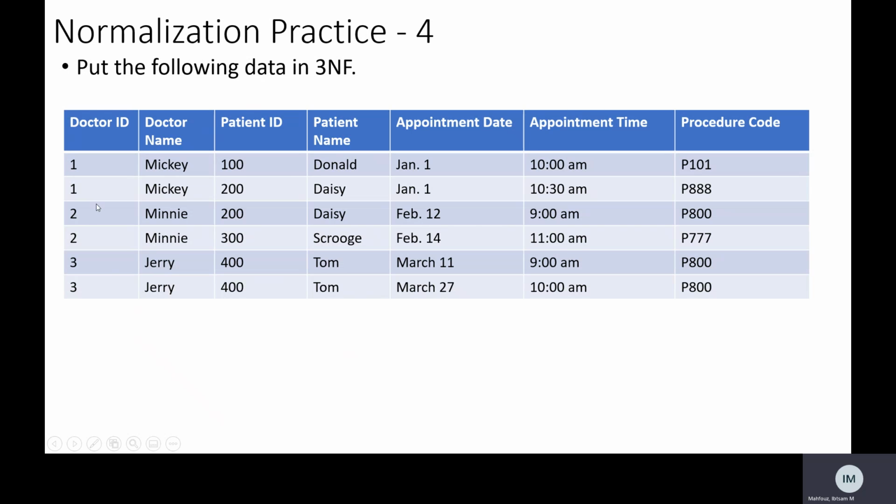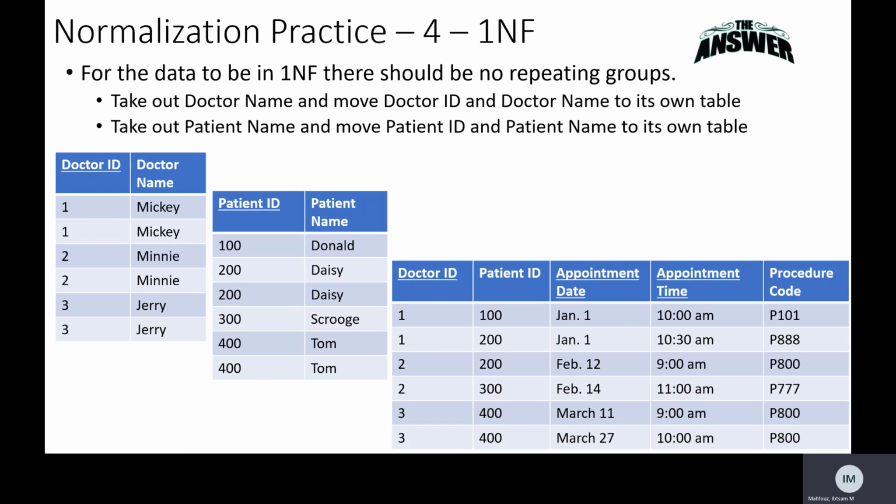Now here I have a doctor, the name of the doctor, the patient the doctor saw, the name of the patient, when their appointment was, the time of the appointment, and the procedure. And immediately I see that I have repeating groups. Here I have my doctor information and my patient information and my appointment information all in one table. The first thing I need to do is remove those repeating groups. So the doctor information should be in a separate table from the patient information, from the appointment information. And now I have 3 tables.